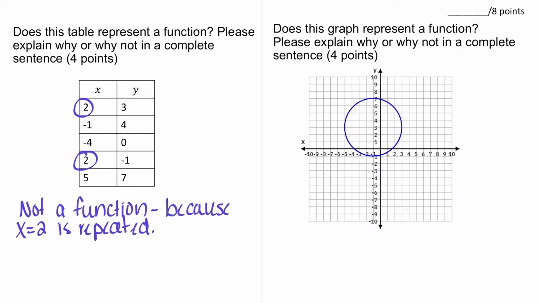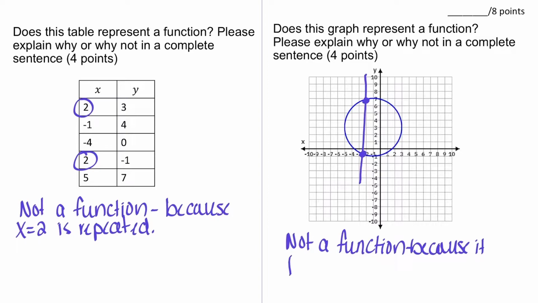So in this next problem, it says, does this graph represent a function, and then explain why or why not in a complete sentence. Remember, when we're studying graphs, we want to use the vertical line test to determine whether a graph is a function. So if I draw this vertical line, notice that it'll pass through my graph more than once. So that is why it is not a function, because it fails the vertical line test.